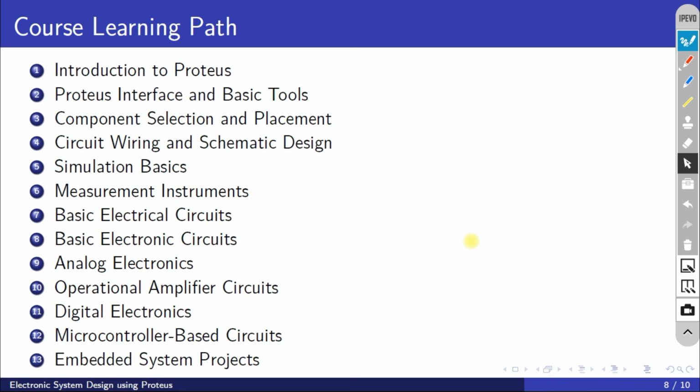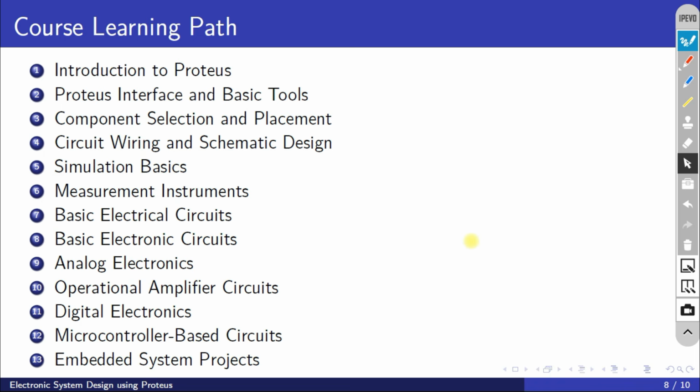After learning the basics, we will start with basic electrical and electronic circuits. We will design and simulate circuits based on concepts such as Ohm's law, Kirchhoff's law, series and parallel circuits, voltage and current measurements, and basic network analysis. After that, we will move towards electronic circuits, including diode circuits, rectifiers, transistor circuits, amplifiers, and other fundamental circuits. We will then explore op-amp based circuits, filters, waveform generator circuits, and other analog electronic systems.